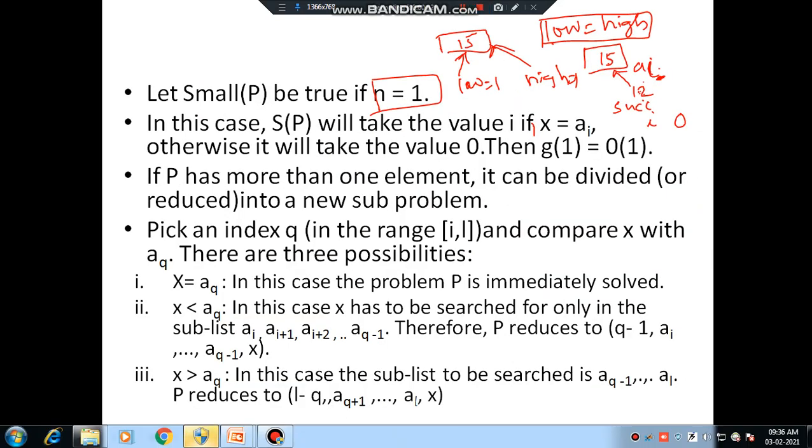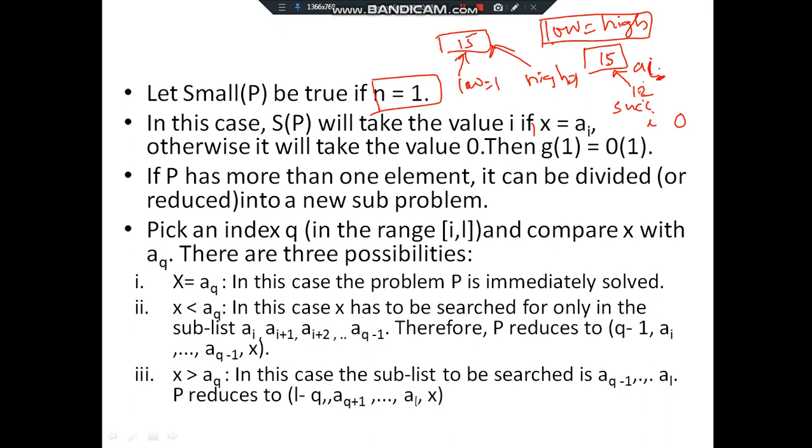So moving ahead, what is SP? In this case, SP will take the value of i if x is equal to a[i], as I have previously told. Otherwise, it will take the value of 0. And in this case, searching will take only one comparison. So the time required to search an element in an array of size 1 is equal to 1.